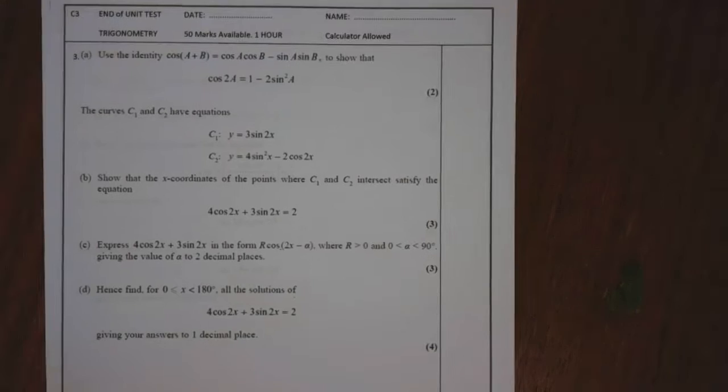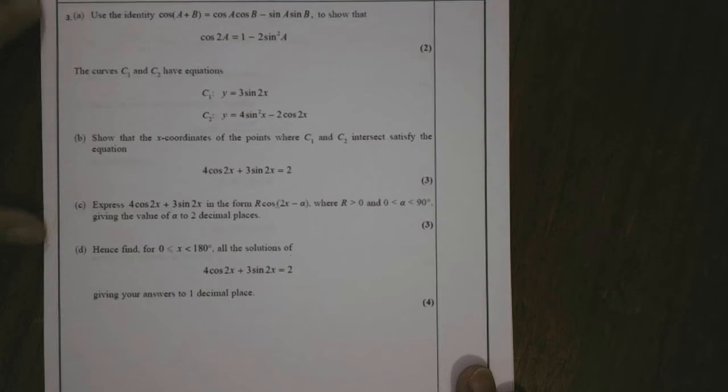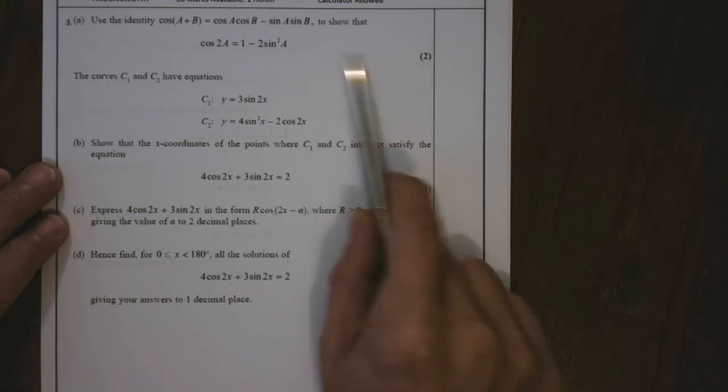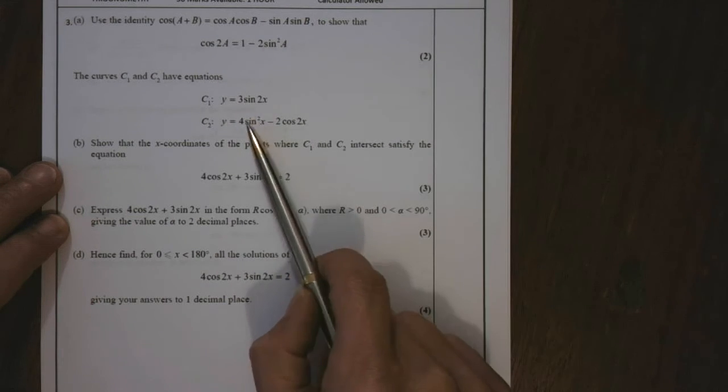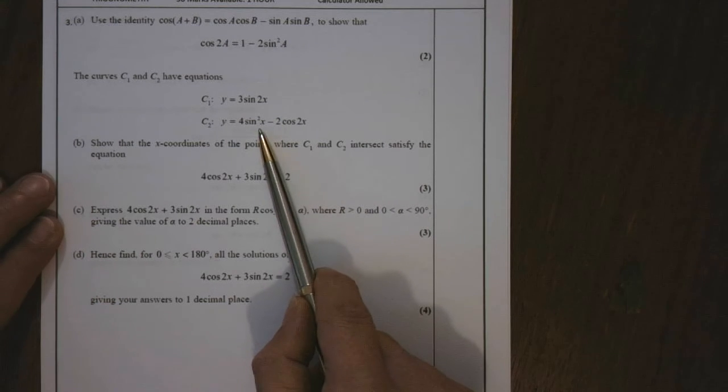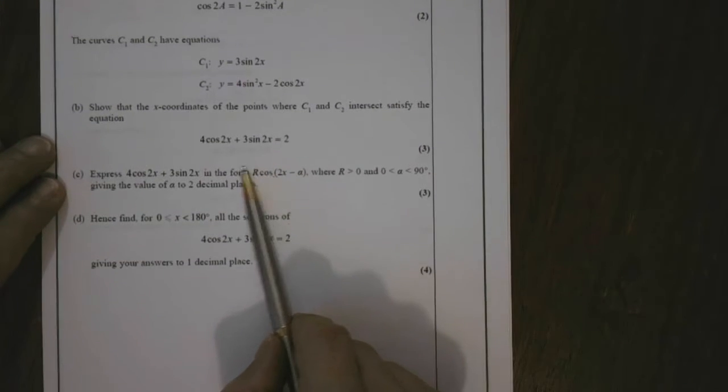This is question 3 of the C3 end of unit test trig, paper 2. We've got 2, 8, 12 marks. Okay, this is very standard for a C3 past paper question on trig. We've got an identity at the beginning, that should be nice and easy. The curves, these two, intersect. Solve simultaneously, and then rearrange to get this.